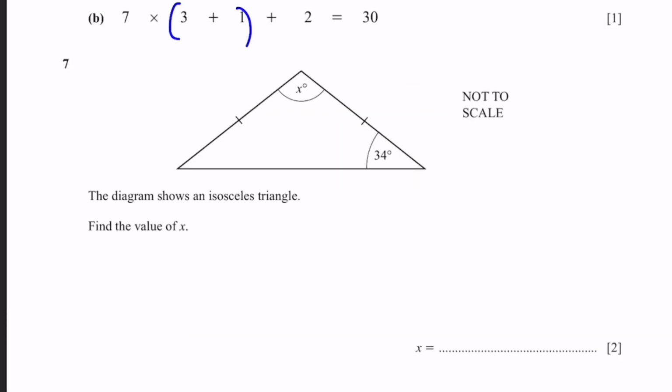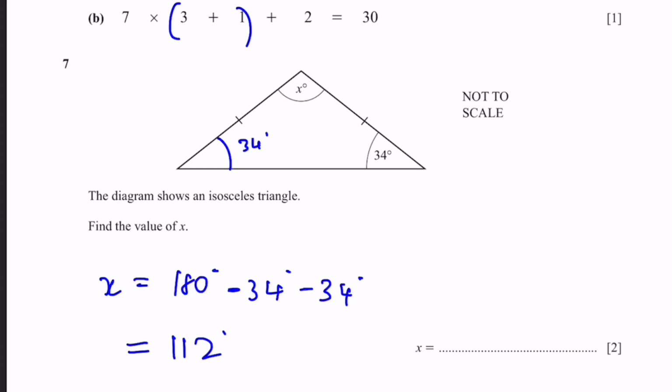Question 7. The diagram shows an isosceles triangle. Find the value of x. So this angle and this angle will be equal. So this angle will be also 34 degrees. X will be, because angles in a triangle add up to 180 degrees, 180 minus both the 34s, which is equal to 112 degrees. That's the answer.